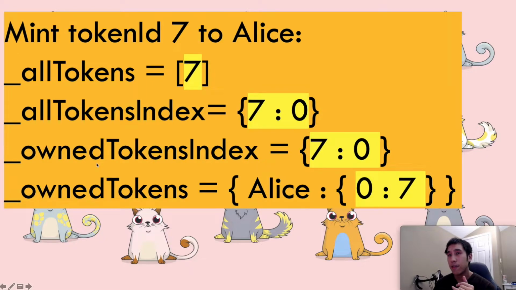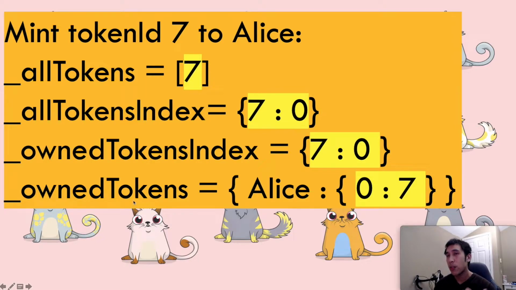Now for the third variable, owned tokens index, this is going to say for each token ID, what is the index of this token ID in the list of token IDs that are owned by a user. Let's use the example of token ID 7. Token ID 7 is owned by Alice, and Alice currently has just one token ID. So if we imagine a list of all the token IDs that are owned by Alice, it's just going to be token ID 7. And because there's only one of them, this token ID is going to be at index 0. So that's where we're storing 7 and a 0 in there.